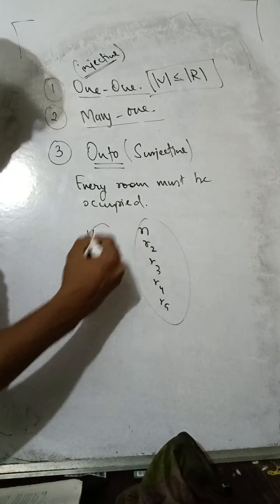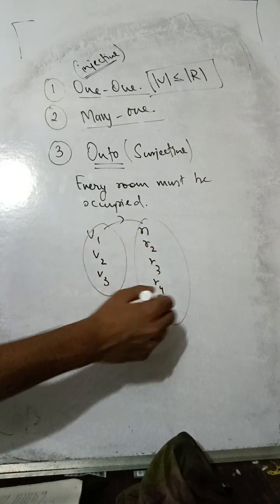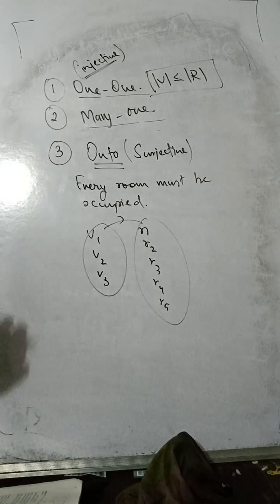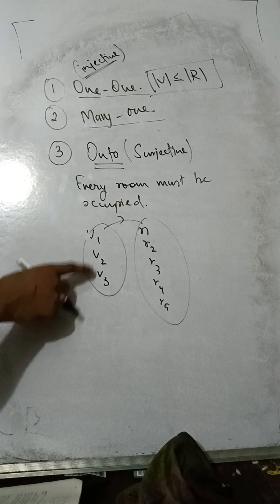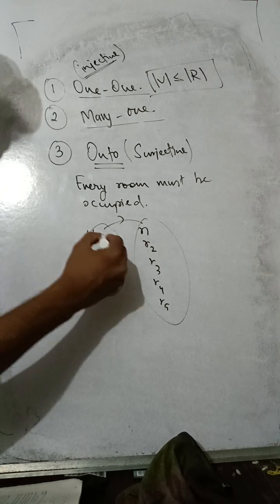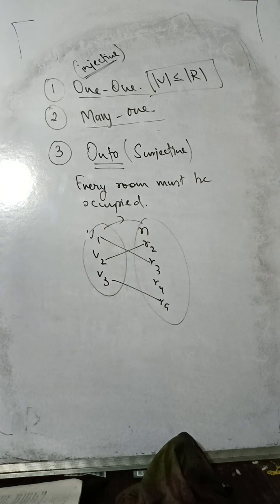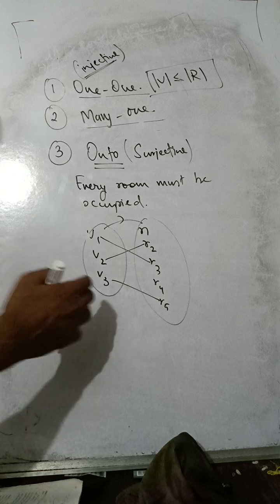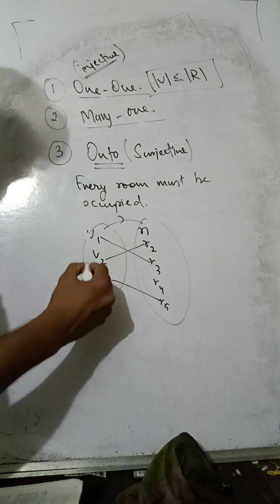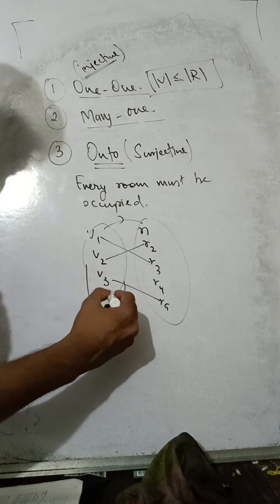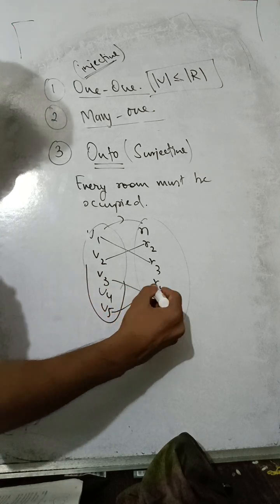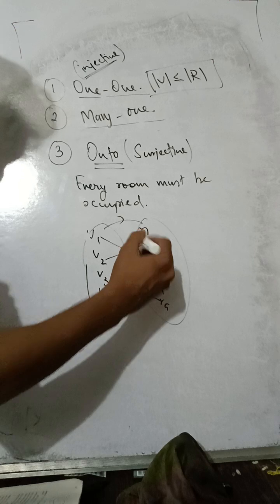Look at one thing here. This cannot be an onto function. Why? Because we have at most 3 members. If this moves to this, this moves to this, and this moves to this, we are going to be left with 2 rooms unoccupied or empty. So we need some more visitors, right? We need at least 2 more visitors, so that this moves to this, this moves to this, I guess.